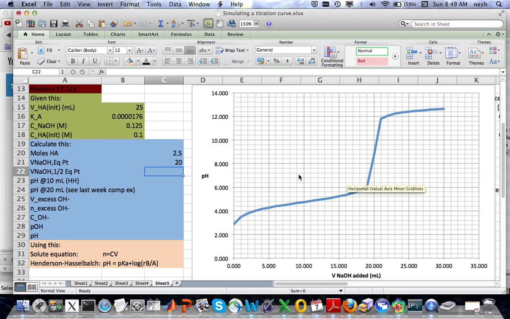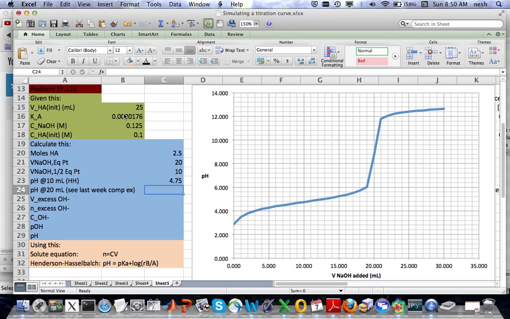Next, the volume at the half equivalence point is obviously 10 mL if the full equivalence point is 20 mL. How do I get the pH at 10 mL? It's the half equivalence point, and from the Henderson-Hasselbalch equation the ratio of conjugate base to acid is 1 to 1, so the log term goes away and pH equals pKa. So all I need is the pKa of acetic acid, which is minus the log of the Ka of acetic acid, and I get 4.75.